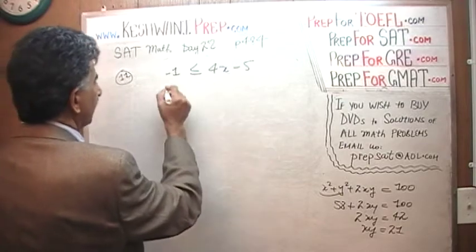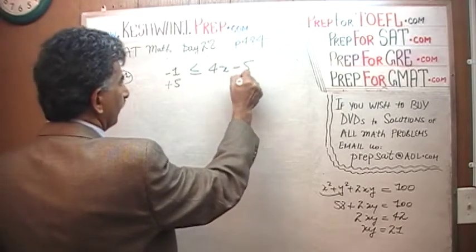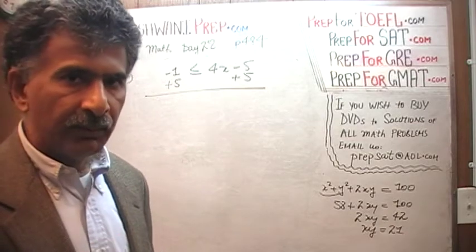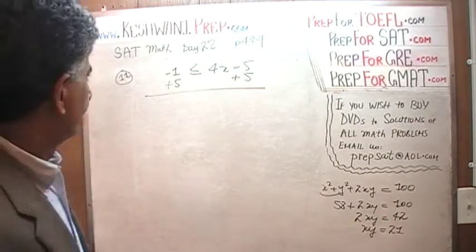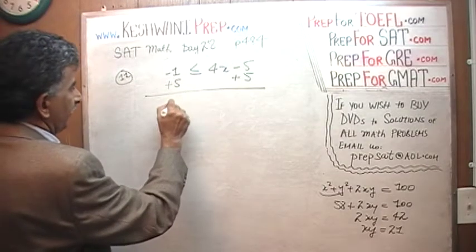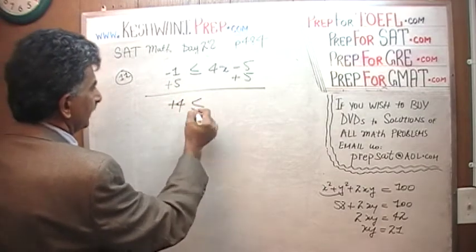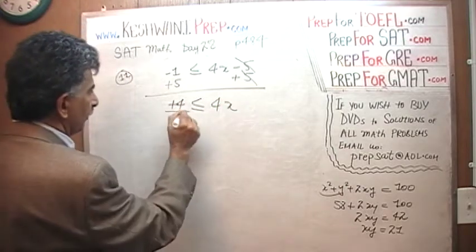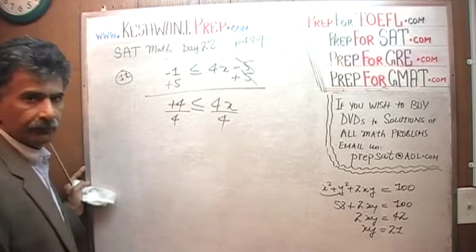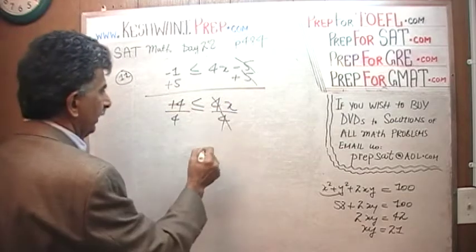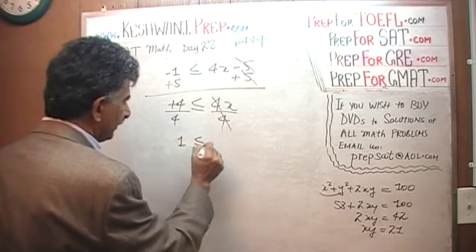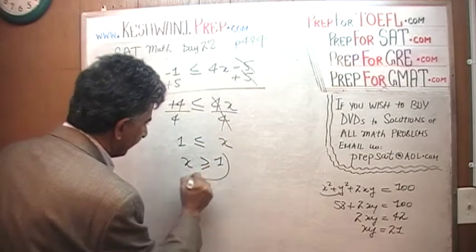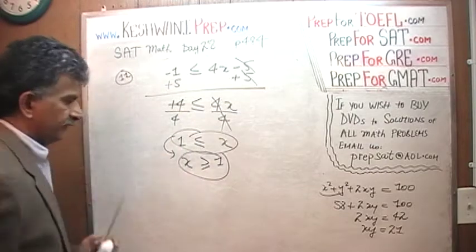Let's add 5 to both sides. Adding and subtracting a number doesn't do anything. Only when you're multiplying or dividing by a negative number. So negative 1 and a positive 5 is a positive 4. It's less than or equal to, here this drops out, 4x. Let's divide both sides by 4. And what we find is that 1 is less than or equal to x, which is the same as saying that x is greater than or equal to 1. These are the exact same thing.